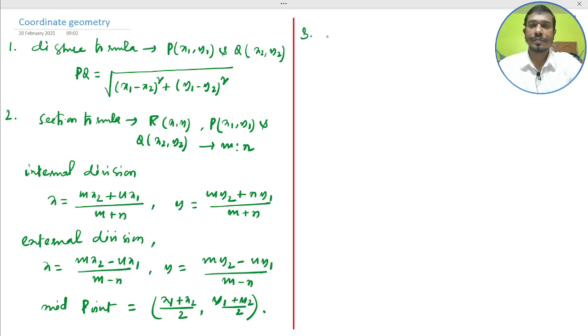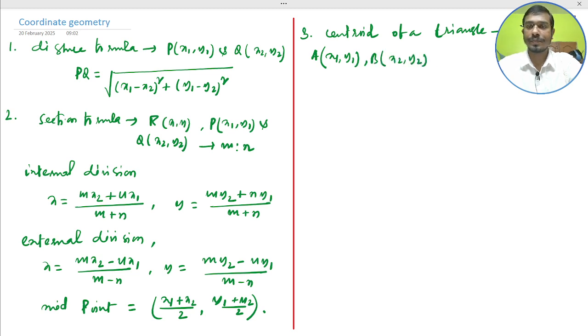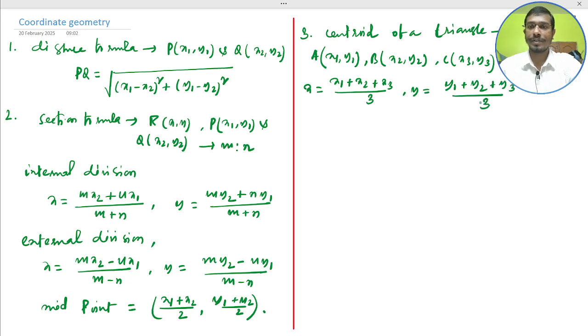Next, centroid of a triangle. Number 3. Centroid of a triangle. That means a triangle with vertices (x1, y1), (x2, y2), and C (x3, y3). So the centroid is x equal to (x1 plus x2 plus x3) divided by 3 and y equal to (y1 plus y2 plus y3) divided by 3.